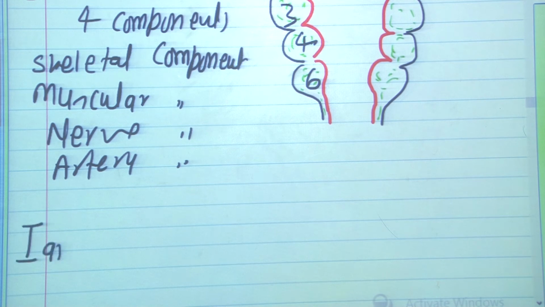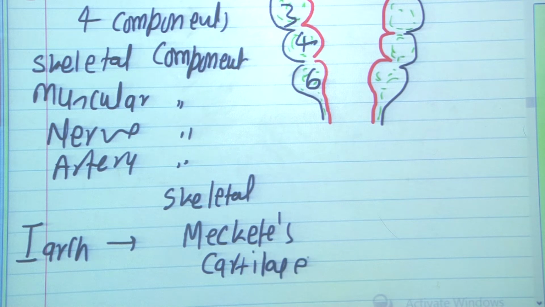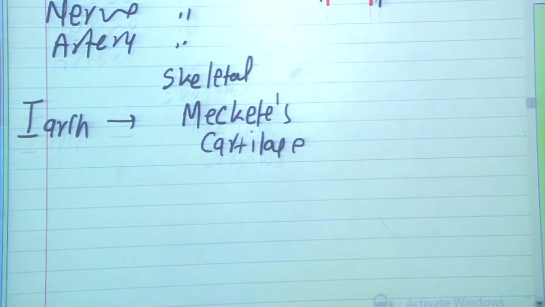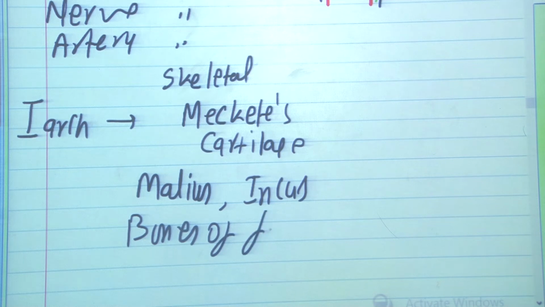First pharyngeal arch. What skeletal part of the body develops from first pharyngeal arch? Skeletal develops from Meckel's cartilage. So Meckel's cartilage develops from the first pharyngeal arch. This Meckel's cartilage, what it forms? It forms malleus bone, incus bone and bones of face.